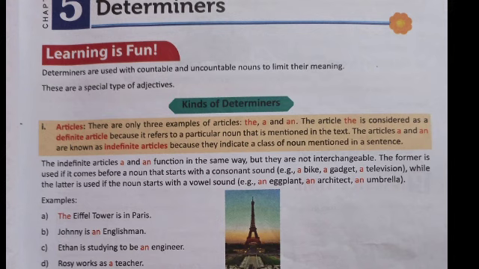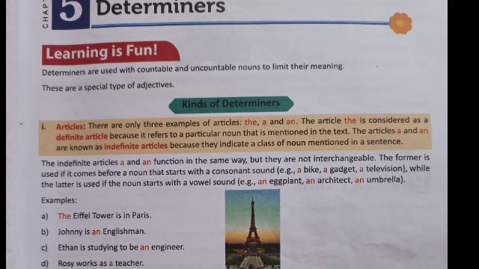Look at the examples of a. A bike, a gadget, a television. Let's see the examples of an: an eggplant, an architect, an umbrella. Here all the sounds are vowel sounds. Look at some more examples given here. The Eiffel Tower is in Paris. Here the is the definite article and it refers to a particular noun, Eiffel Tower.